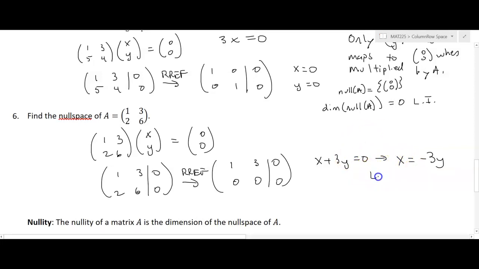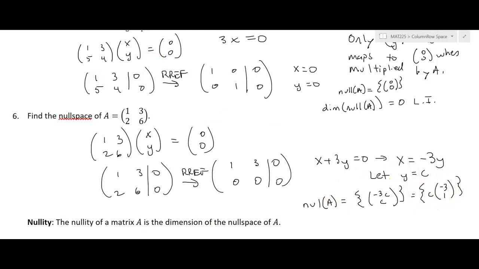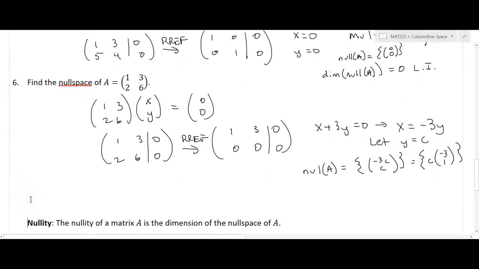So here I see that y is free, so I'll let y equal some constant. And then my null space of A will be the set of all vectors of the form, well, let's see, if x is going to be negative 3y, so that means if y is c, this will be negative 3c and c. And one other thing that I'm going to do here is I'm just going to factor out that c and write it as this. And the reason I'm going to do that is because now I can see that the null space of A consists of any multiples of the negative 3, 1 vector. Any multiple of the negative 3, 1 vector.